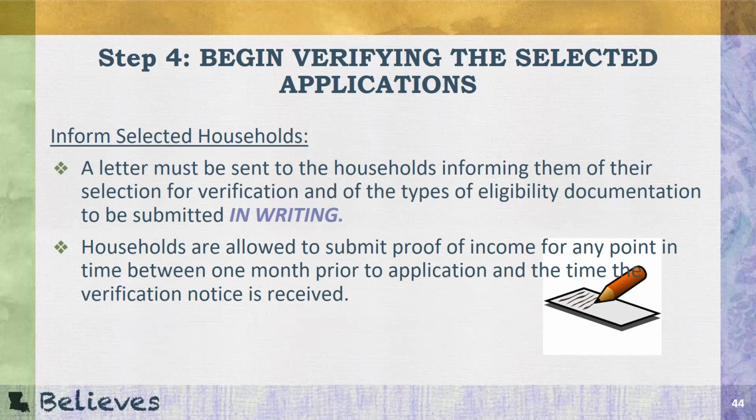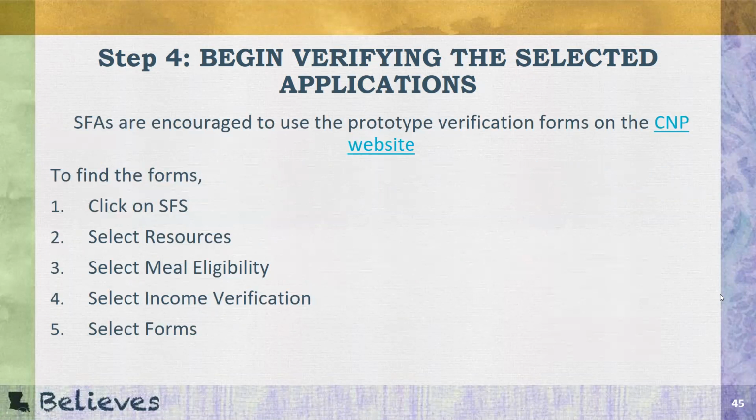When the LEA uses agency records or direct verification to confirm eligibility, a letter or email informing the household of its selection for verification is not required, as verification is complete. SFAs are encouraged to use the prototype verification forms on the CMP website found under Forms in order to ensure that all required areas are included in the notification.